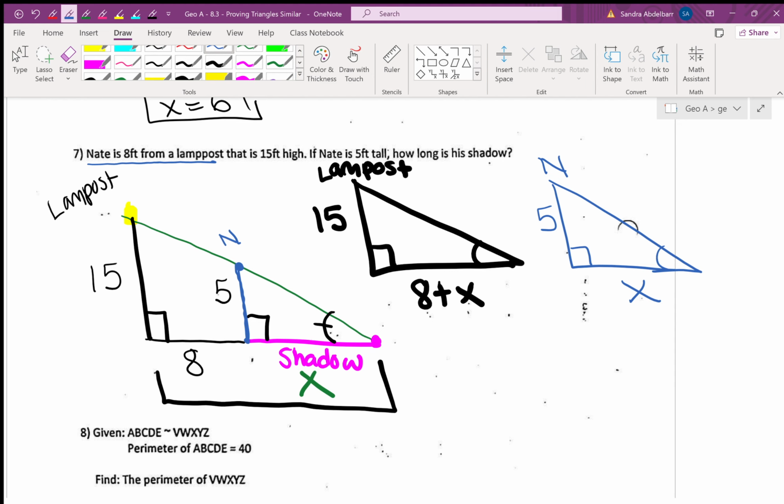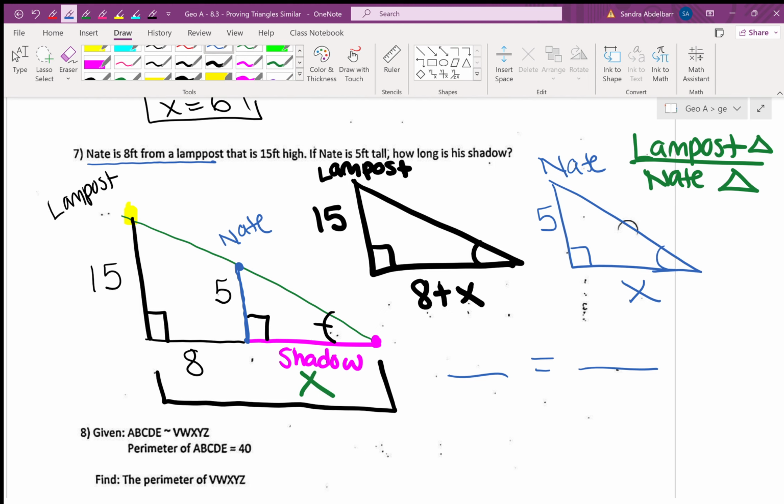Now that we've set up the two triangles, can we now set up the proportion to solve? Absolutely. Do we want lamppost over Nate or Nate over lamppost? Sure, lamppost over Nate. We'll stay consistent with this. Lamppost triangle over Nate triangle. This is the Nate triangle, if you guys didn't realize yet. Okay, somebody set up my first ratio. Oscar? 15 over 5. You got it. All right, somebody who's not Oscar, set up the next ratio for me. Michael? 8 plus X over X.